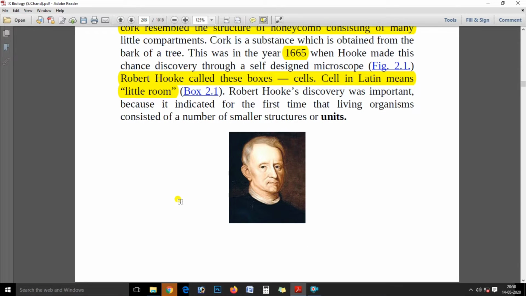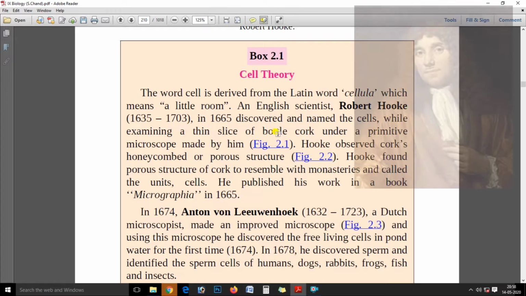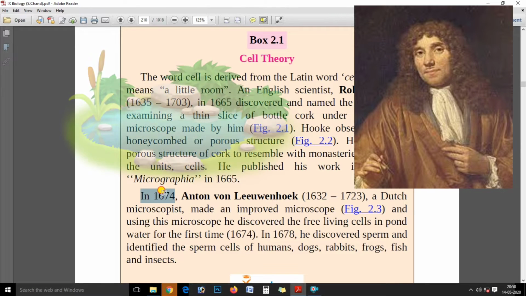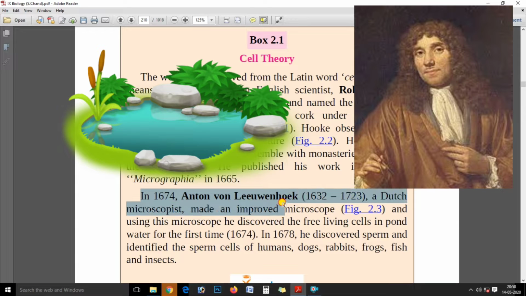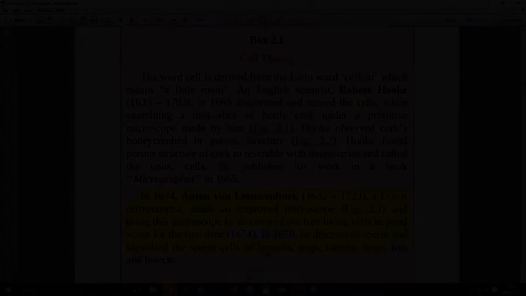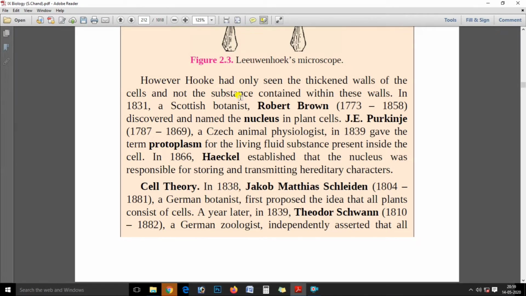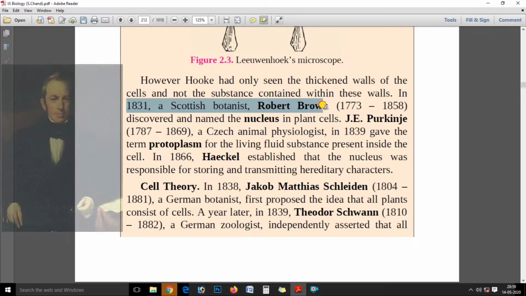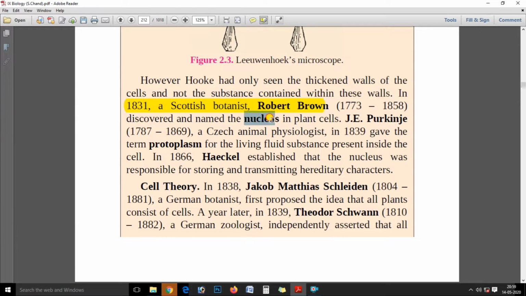Later in 1674, a Dutch scientist named Anton von Leeuwenhoek discovered that free living cells are found in pond water also. Later he discovered the sperm cells of humans, dogs, rabbits, etc. Then in 1831, a Scottish scientist named Robert Brown discovered that a material is present inside the cell and he named the material the nucleus.